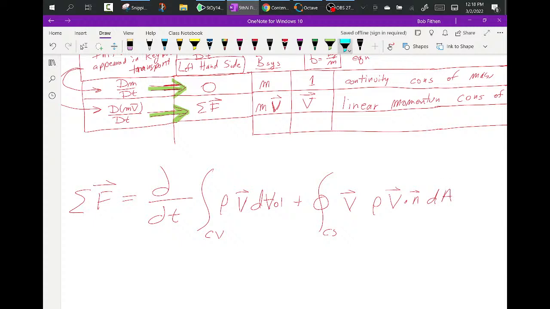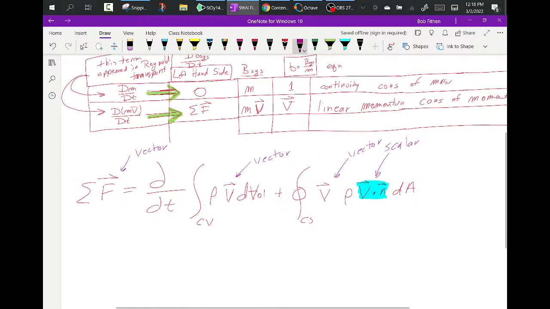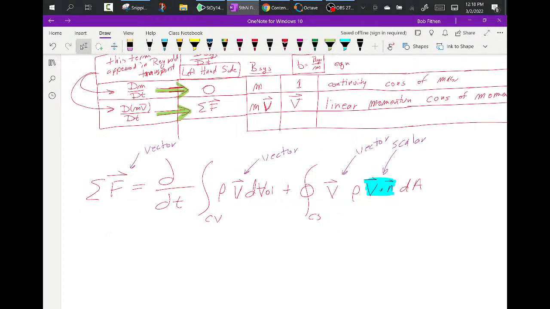Let's talk about this term. This is a dot product. Therefore, it's a scalar. This is a vector. This is a vector. And this is a vector. How do we break these apart? Well, pretty simple.